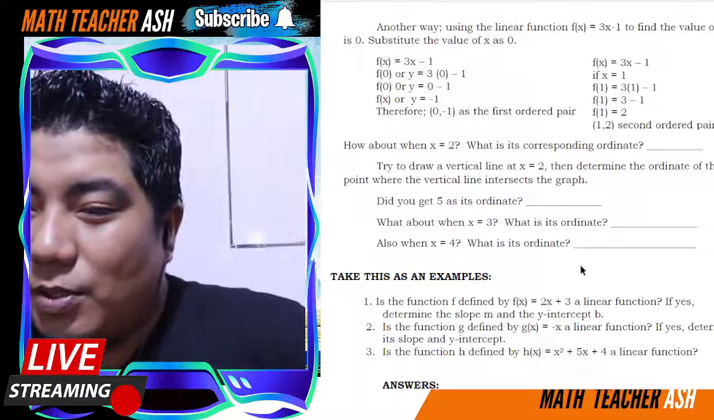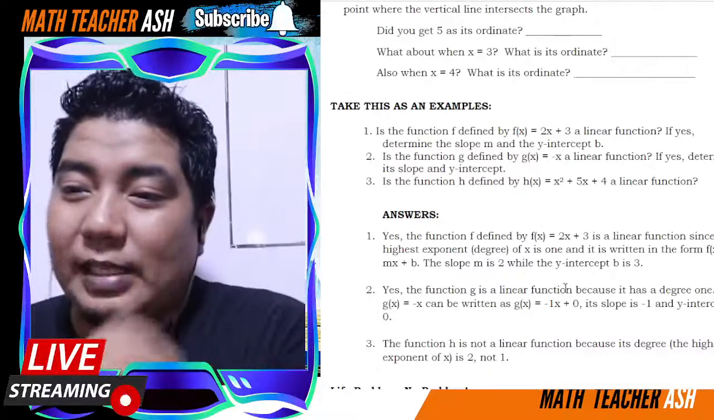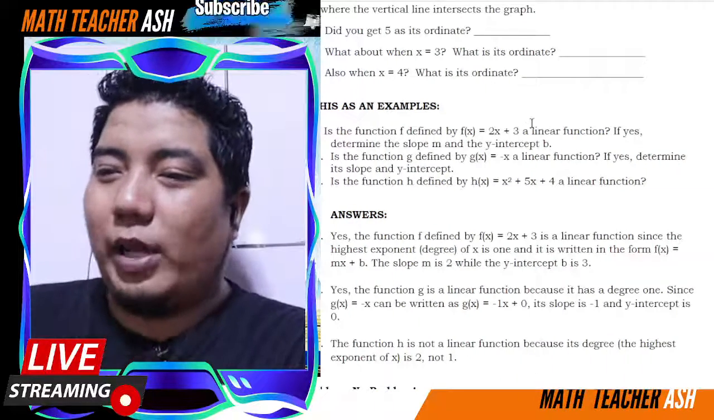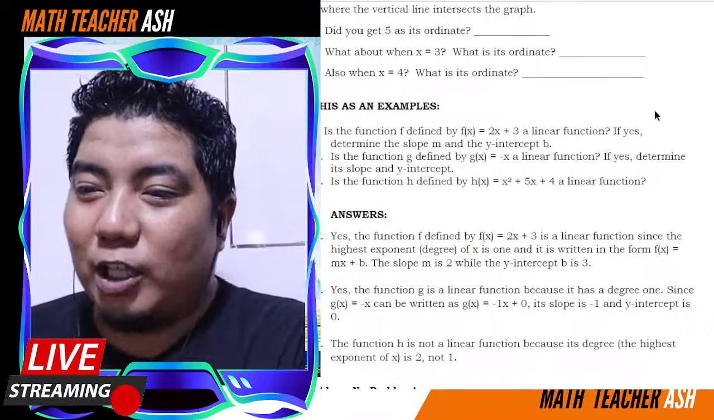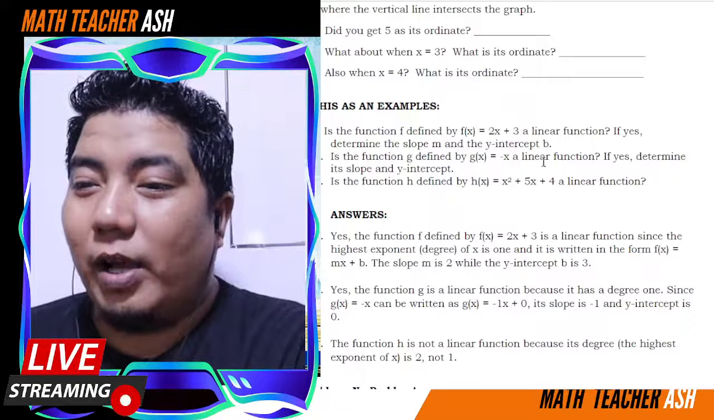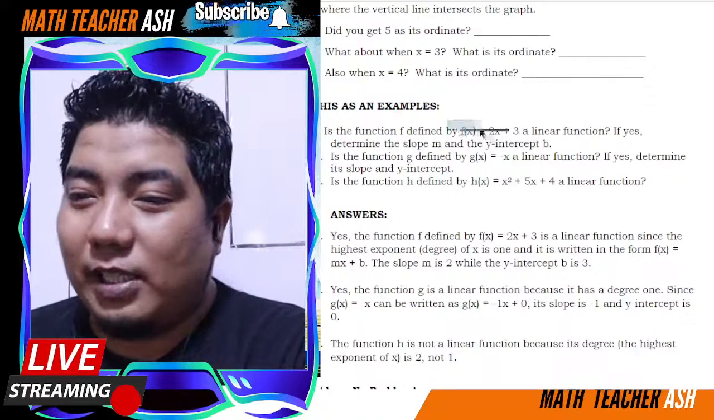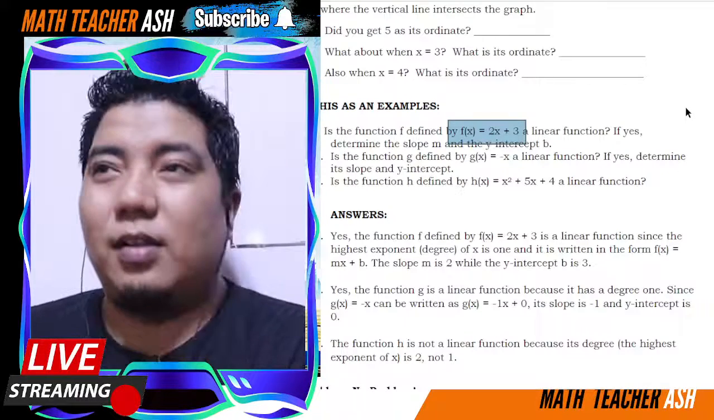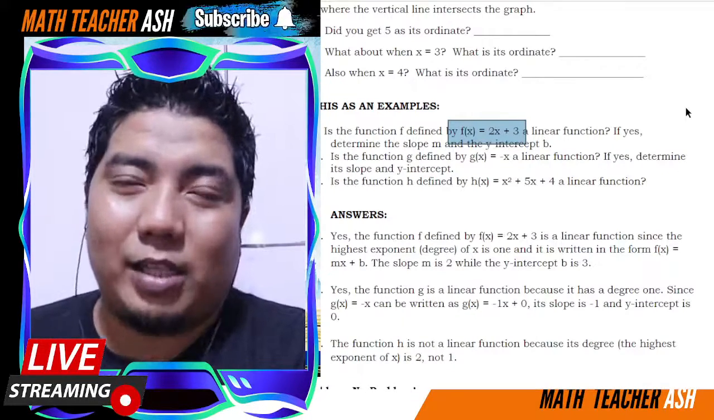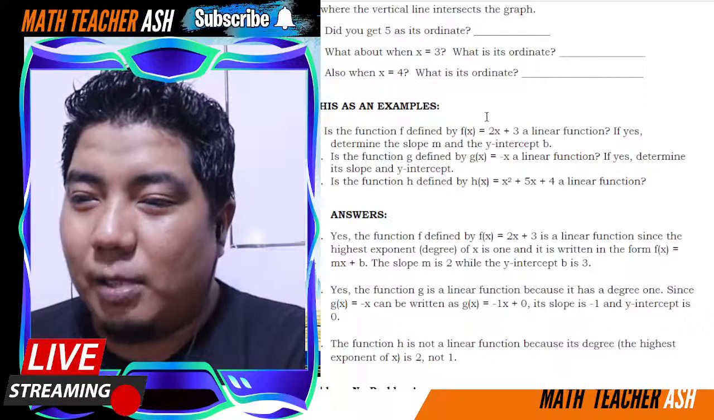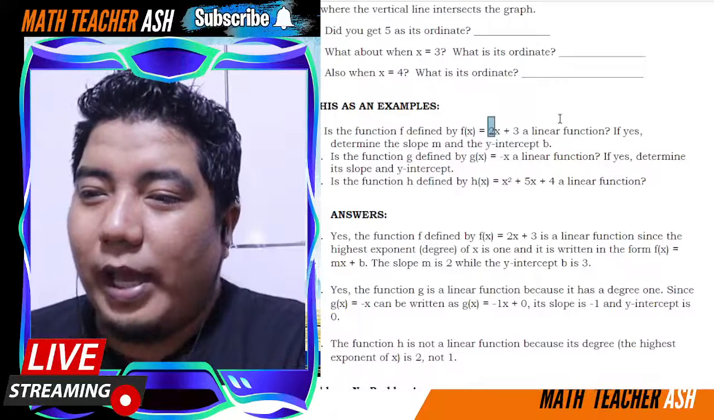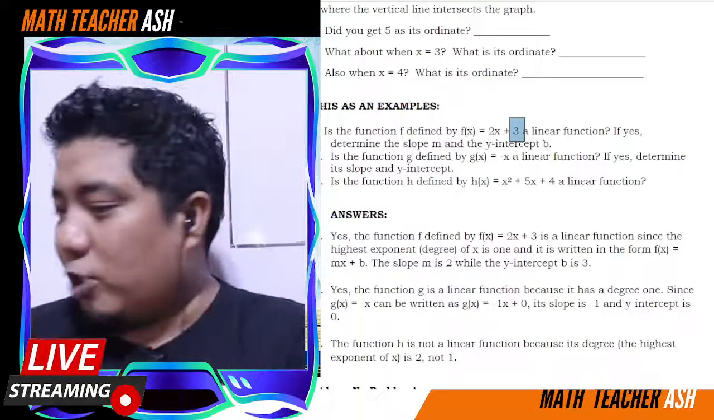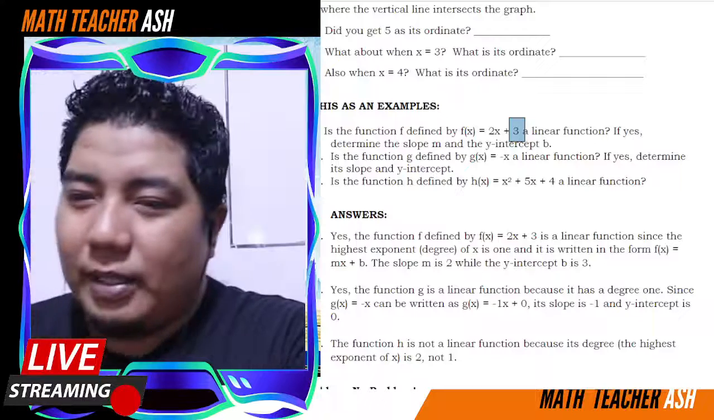Let us continue. Take this as an example. Is the function f defined by f of x is equal to 2x plus 3 a linear function? If yes, determine the slope and the y-intercept. In this given, of course, this is a linear function because it follows the arrangement mx plus b. Your m here is the positive 2, that is the slope, and your y-intercept, which is the b, is positive 3. That easy, my dear math learners.